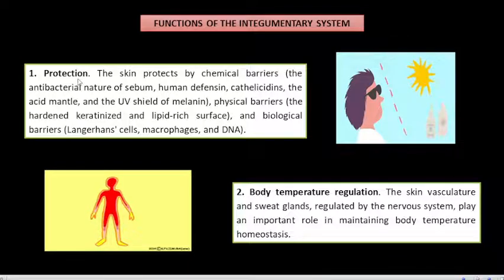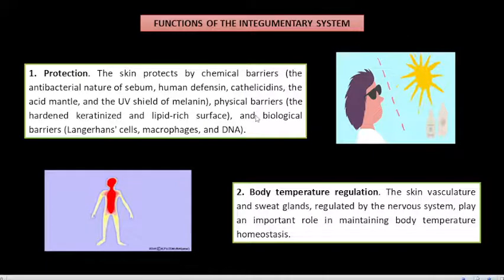Our skin protects us by using three types of defenses. The first one is the chemical barrier, the second one is the physical barrier, and the third one is using the biological barriers.